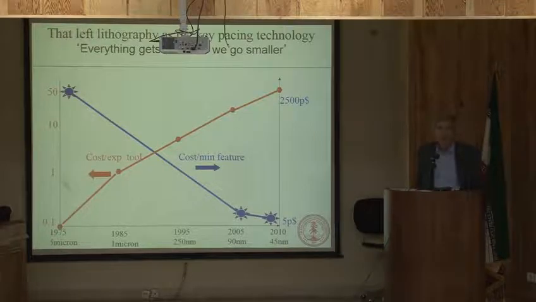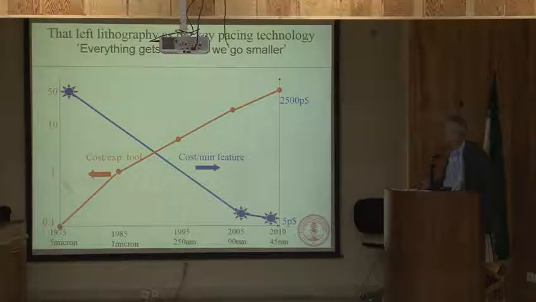So this led to an explosion, a huge effort in trying to make things smaller. And indeed, another saying I heard from Gordon Moore about the year 2000, he said, everything gets better as we go smaller. So the cost of the exposure tool became of concern. Even in 1975, the cost was 0.1 megadollars, or $100,000. By 1985, the first step and repeat cameras became available. They cost $1 million. Outrageous. People said it would clearly be uneconomic.